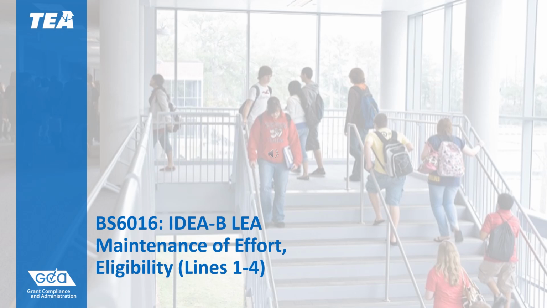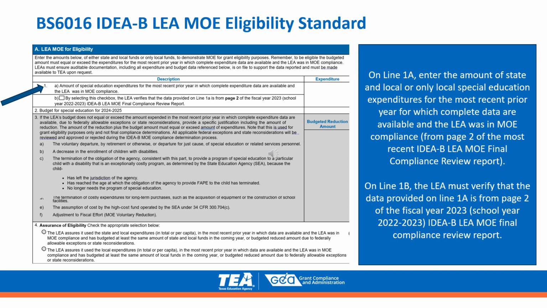Now let's take a look at the BS 6016 IDB LEA Maintenance of Effort Eligibility lines 1 through 4. Again, what you'll see here is line 1A, where you're reporting the most recent prior year's expenditure data, which is being informed by the second page of the most recent final compliance review report. In this case, it would be the 2022-2023 IDB LEA MOE Final Compliance Review Report. By selecting the checkbox in line 1B, you're verifying that the data you've provided for the expenditure amount in line 1A is being informed by the second page of the final compliance review report.